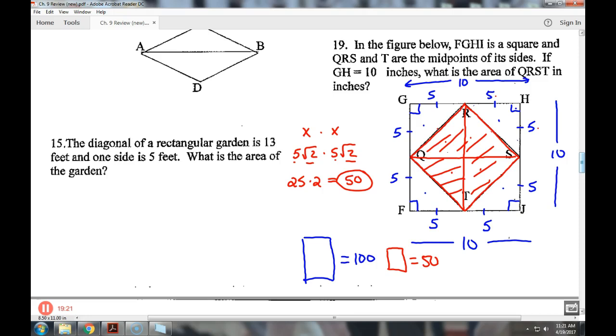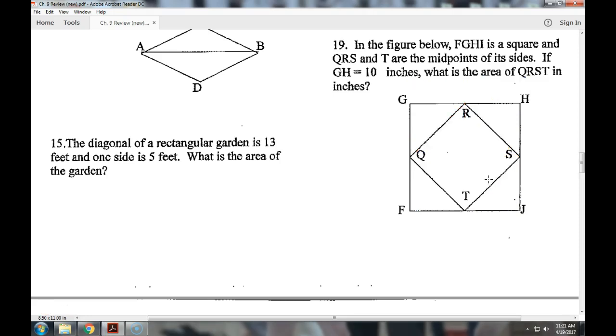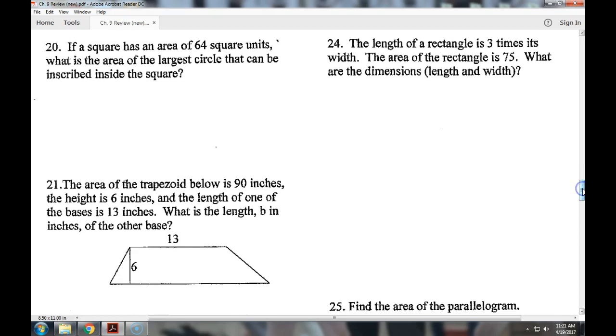So that was a way to do it without special right triangles. I actually didn't come up with that myself. A student showed me that. I thought it was kind of cool.